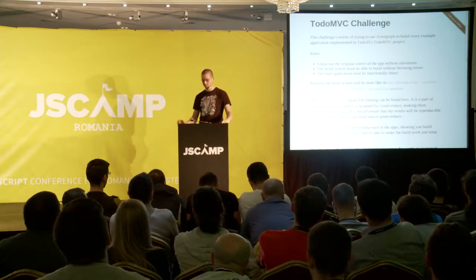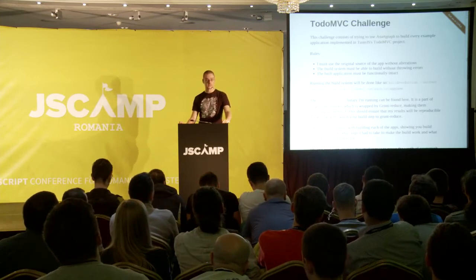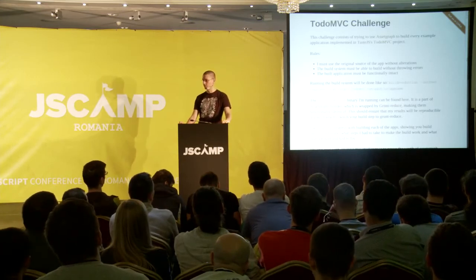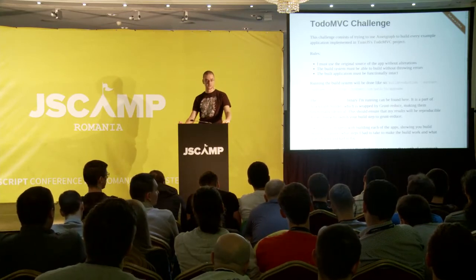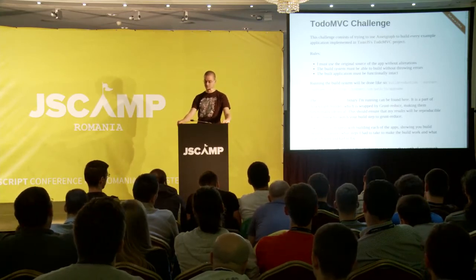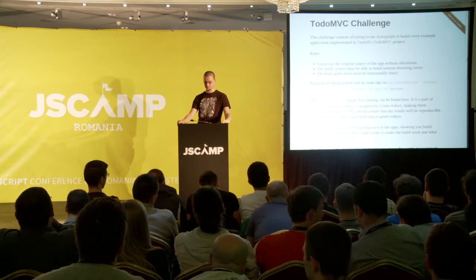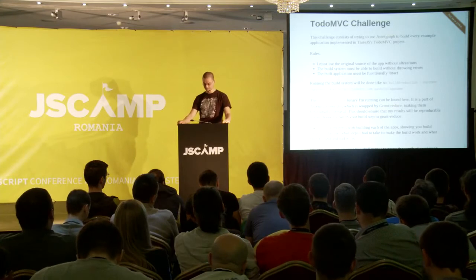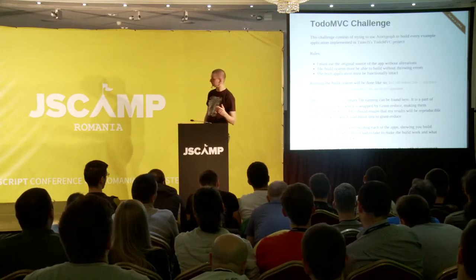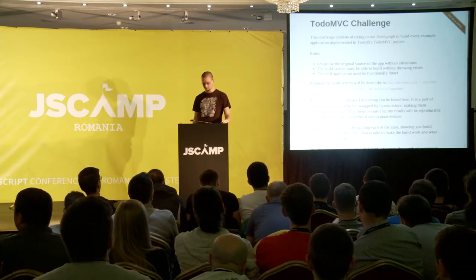The build system must be able to build without throwing any errors. Throwing errors would usually indicate that something is wrong. Sometimes it doesn't throw errors during the build and it still doesn't work, so the third rule says that the built application must be functionally intact. So those are the very simple rules of the to-do MVC challenge.